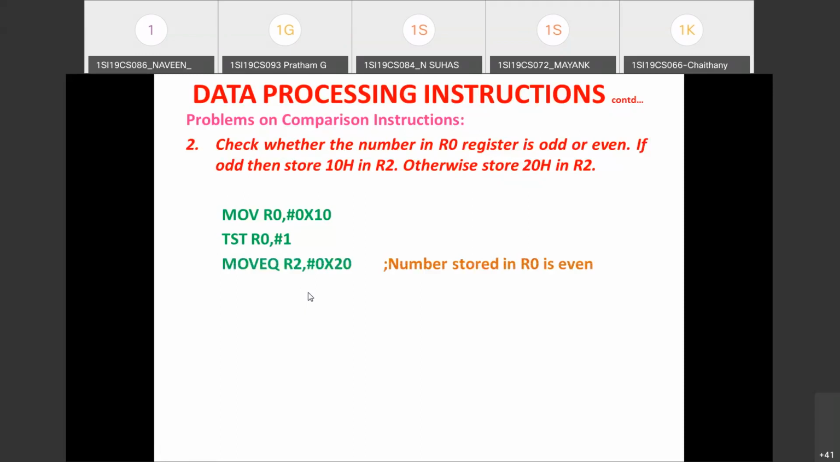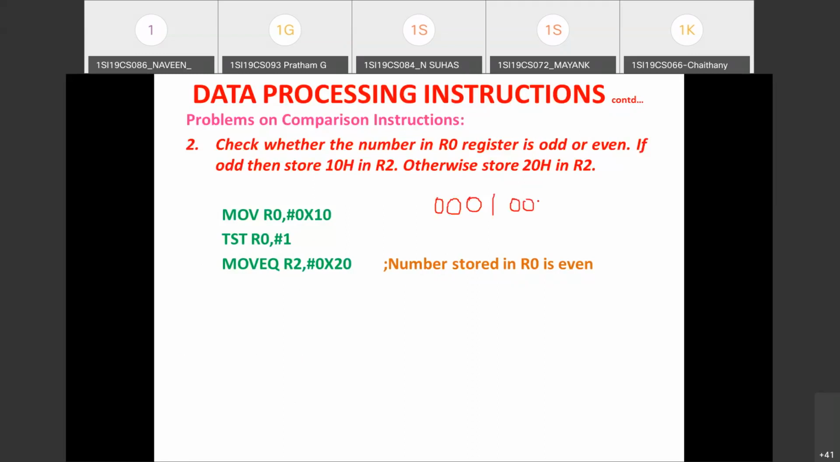Are you getting? See, MOVEQ R2, EQ means if the Z flag status is 1. Just see the same example we have taken. R0 is having 10H. We are performing TST R0, #1. So 10H means what is the value? Let me write here if you are not following. 1 means it is 0001, correct? 10, this is 1, 0.